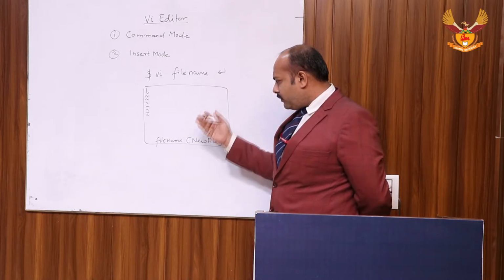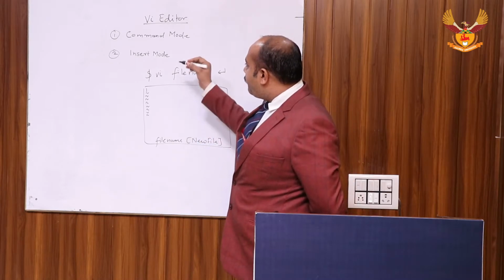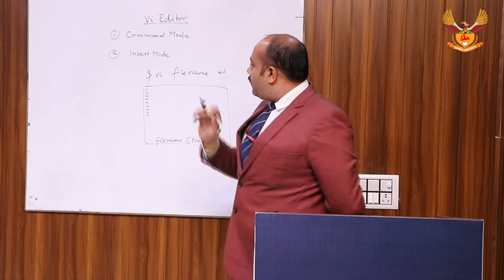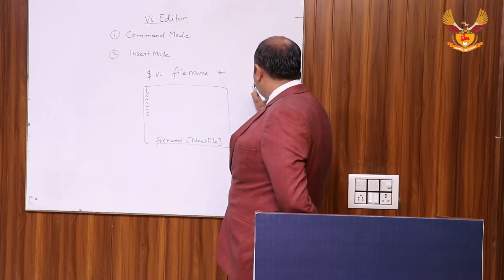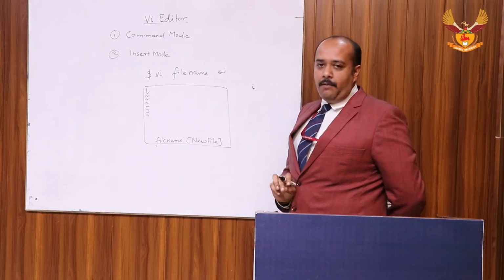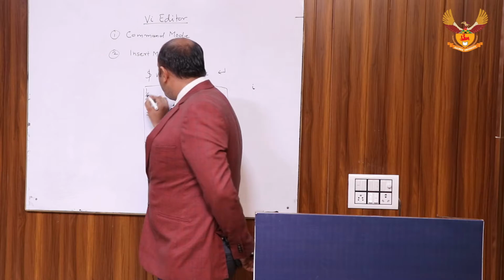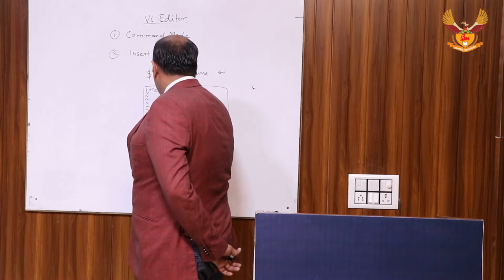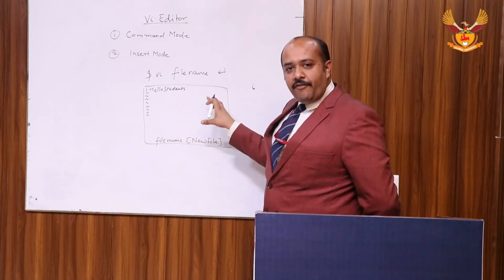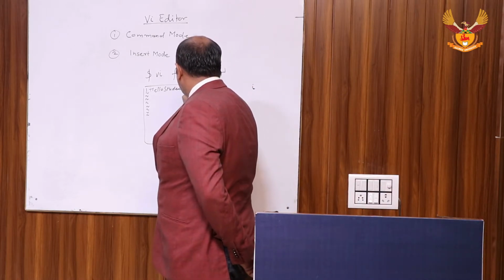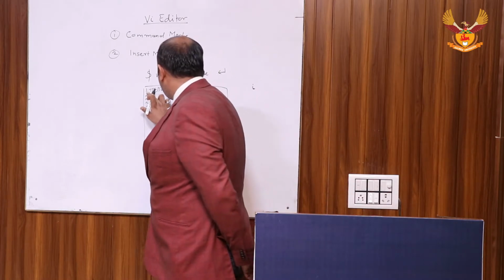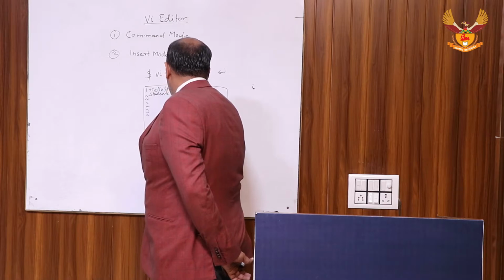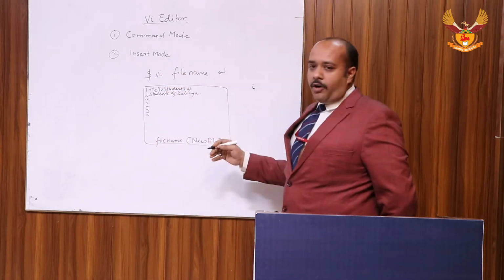If we want to write anything in the editor, first we have to change from command mode to insert mode. Once you create a file, it is by default in command mode. To change into insert mode, you have to press a small i on the keyboard. Now you can start writing the text. Let's say, hello students. This text I have written. If we want to terminate this line, we just press enter and move on to the second line, and so on and so forth.